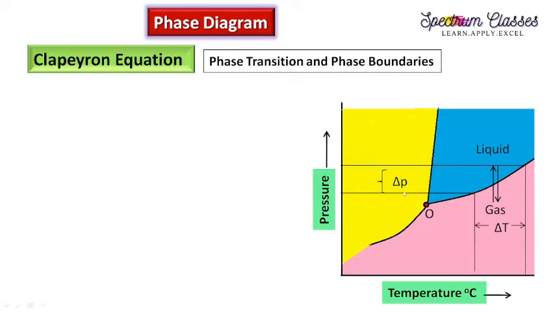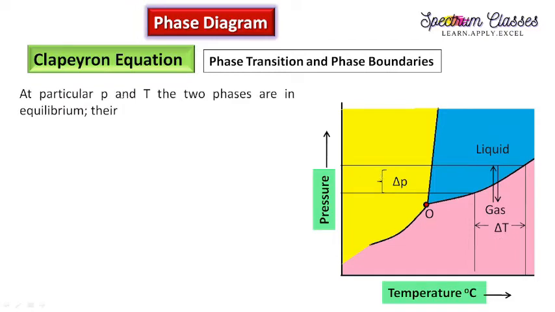And similarly, for the temperature corresponding to these pressure lines, we have T2 and T1, and their difference is considered as delta T. Now coming to the Clapeyron equation. At a particular pressure and temperature, the two phases are in equilibrium.